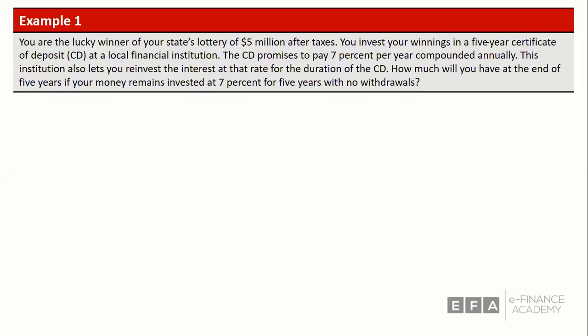It says you are the lucky winner of your state's lottery of 5 million after taxes. You invest your winnings in a 5-year certificate of deposit at a local financial institution. The CD promises to pay 7% per year annually. This institution also lets you reinvest the interest at that rate for the duration of the CD. How much will you have at the end of 5 years if your money remains invested at 7% for 5 years with no withdrawals? Very important assumption: no withdrawals, money will be compounded, meaning you keep reinvesting your money each year. So it's compounding on an annual basis.